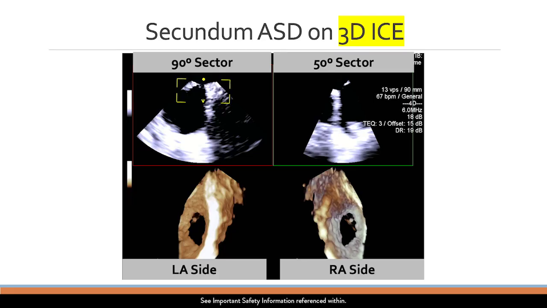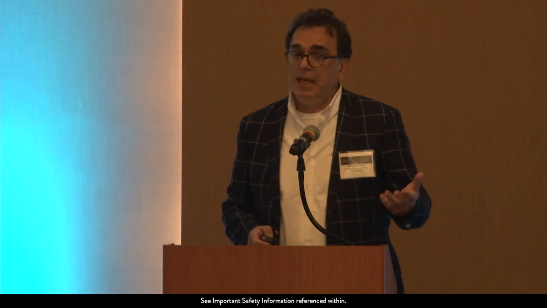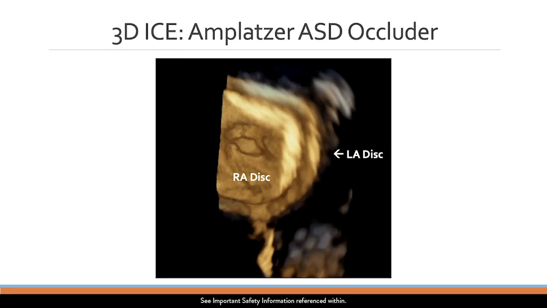And these are the images. You will see that one sector is a 90-degree sector, and the other is a 50-degree sector. And then, for instance, this is an Amplatzer ASD occluder, again 90-degree, but the other is 50-degree. So it cuts the image a little bit. So you have to play much more with this in order to put the device in, and then you can have an en face view, and we have right side, left side of the device, and then a 3D. And essentially, if you really do it correctly, you can even capture the whole device.